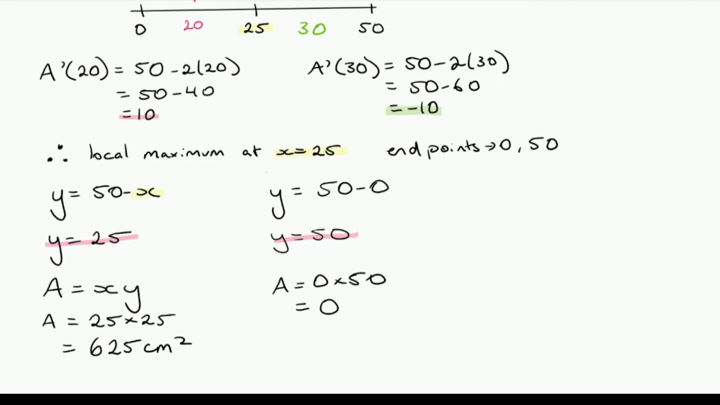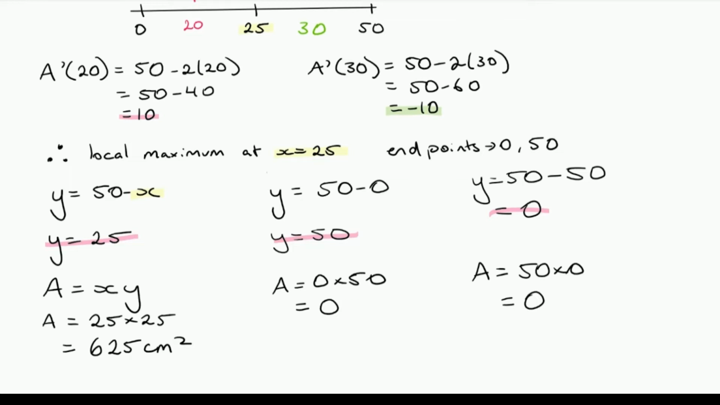The other one is when my x is equal to 50 instead. So y is equal to 50 take away 50. So my y is equal to, in this case, 0. And of course, if I plug this into my area equation, I am going to get 50 times 0, which will also give me 0. So of course, these two endpoints are definitely not a solution.